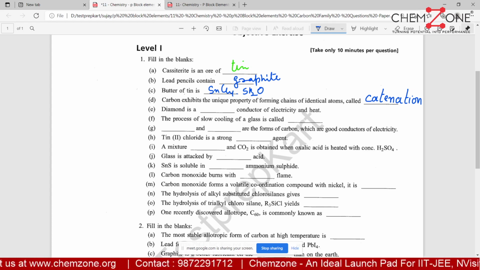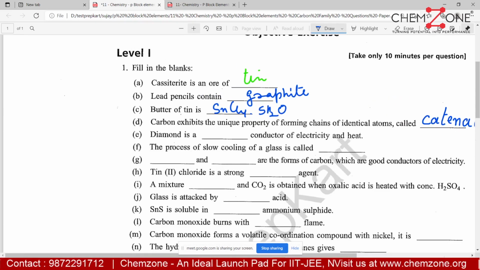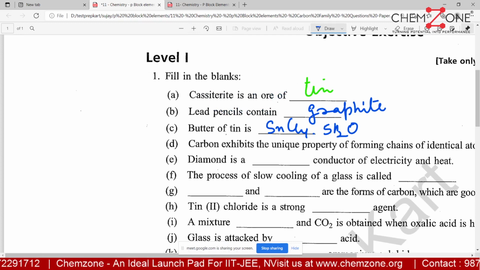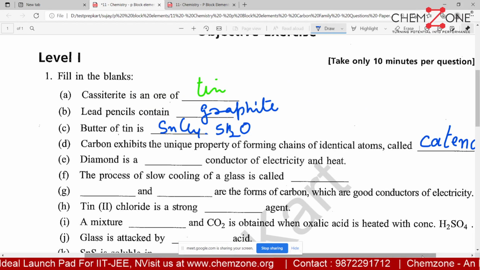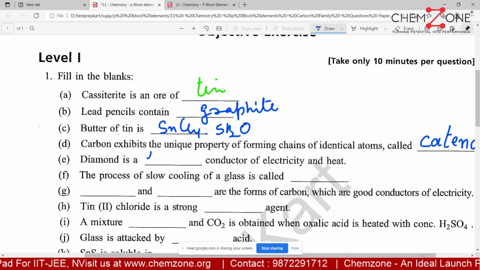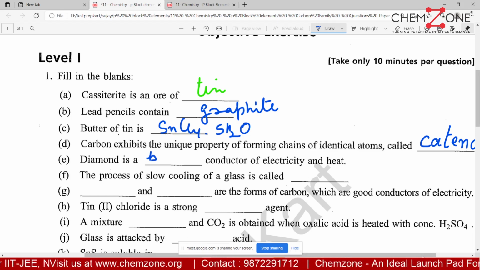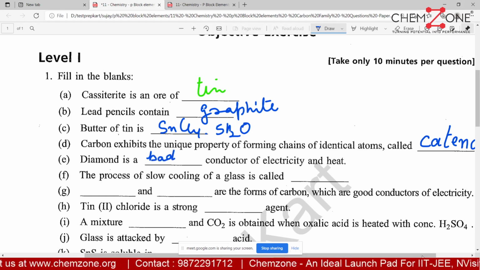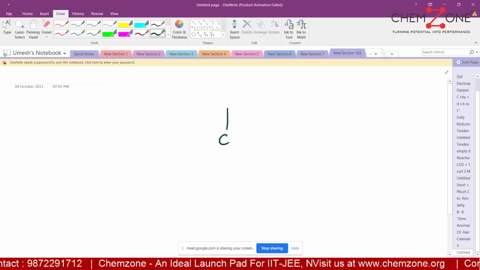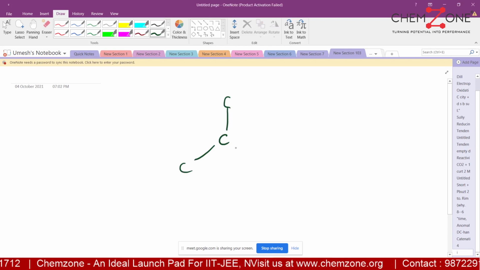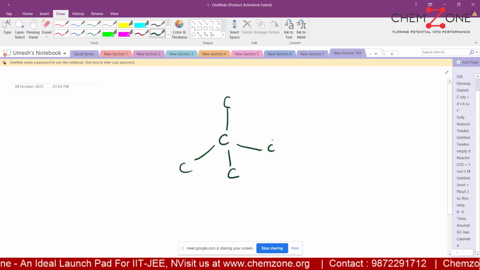What about diamond? Is diamond a good conductor or a bad conductor of heat and electricity? What do you say? It's a good conductor. No, it's a bad conductor. I'll tell you why. Because in diamond, all electrons are paired. All electrons have made bonds like this. Carbon is bonded with four other carbon atoms. It does not have any unpaired electrons.